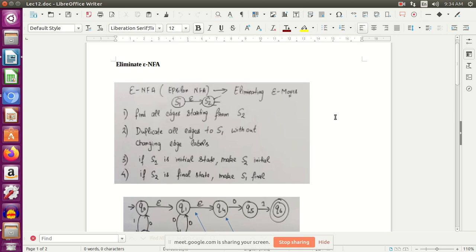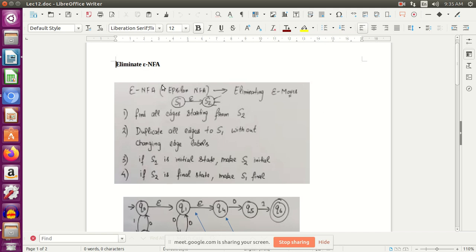So the first topic that I am going to cover in today's class is how you can eliminate epsilon moves in an epsilon NFA. We are well acquainted with two flavors of NFA: one is a normal NFA and one is the NFA with epsilon moves. Now you might be asked at some point to remove the epsilon moves from a given NFA. There is a particular process to do so, so we are going to see how to remove the epsilon moves from a given NFA, right?